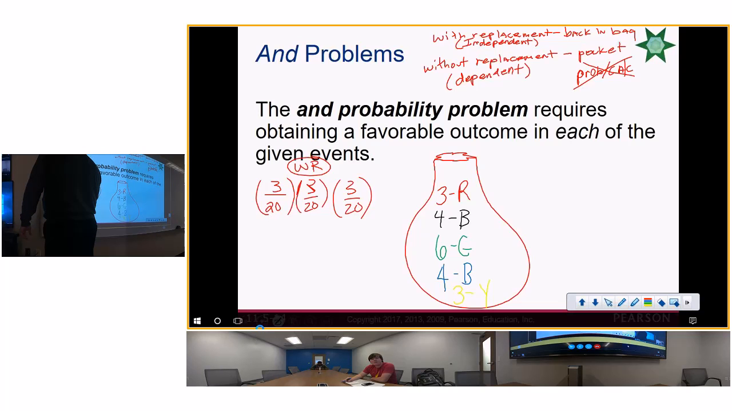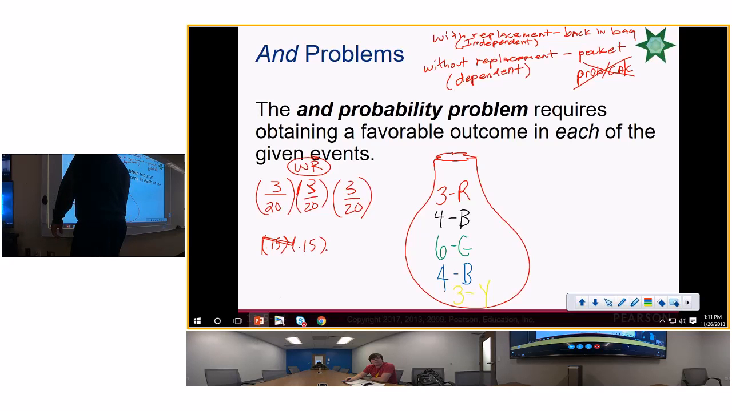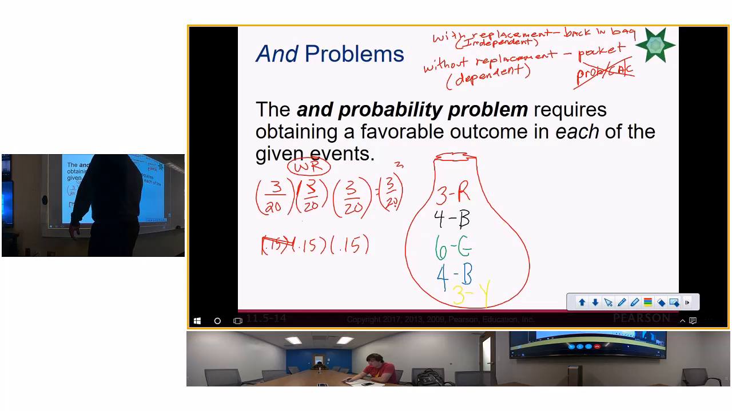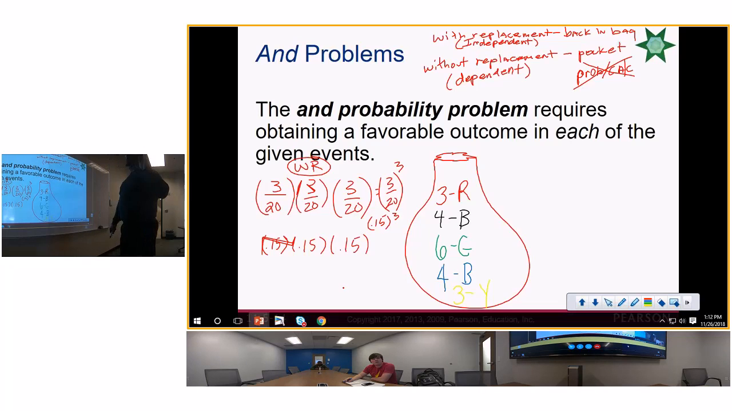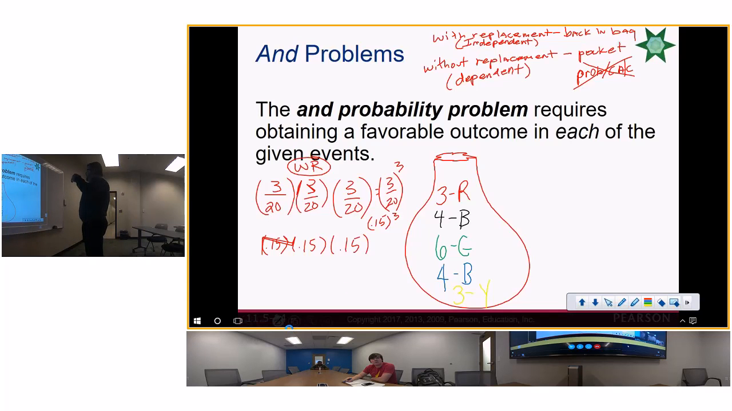Somebody take 0.15 times 0.15 times 0.15, or this raised to the 3rd power, however you want to do it, I really don't care, or 0.15 to the 3rd power. However you do it, it's fine, but what's the answer? Somebody give me 4 significant digits, 4 decimal places of 0.15 times 0.15 times 0.15. What do you get?